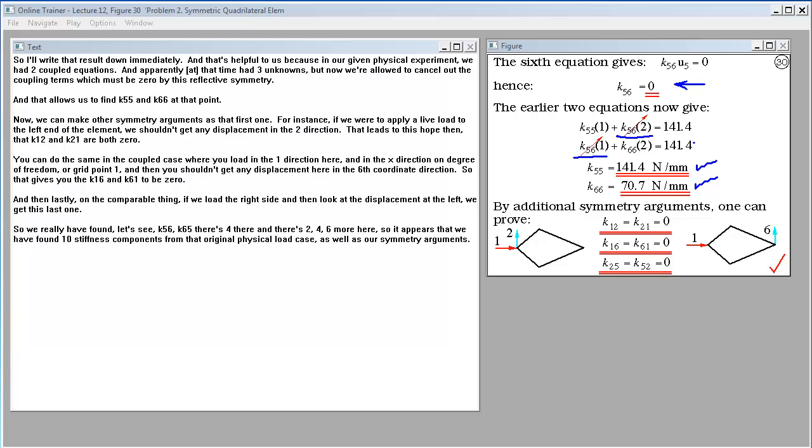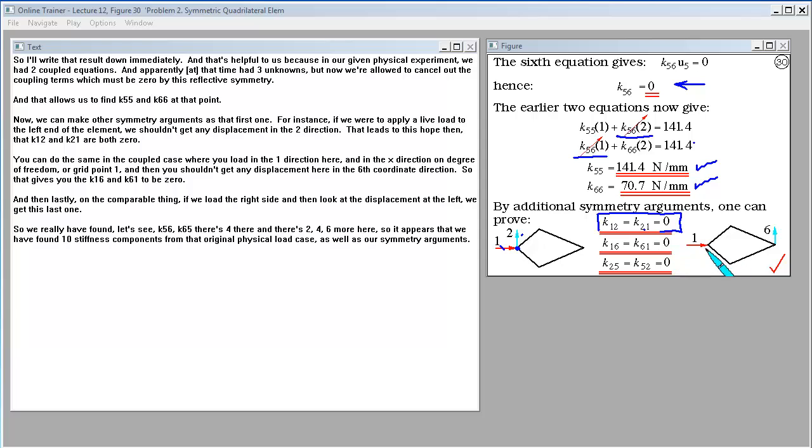Now we can make other symmetry arguments like that first one. For instance, if we were to apply a live load to the left end of the element, we shouldn't get any displacement in the 2 direction. That leads to this hope then that K12 and K21 are both 0.